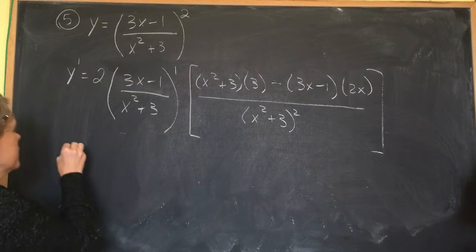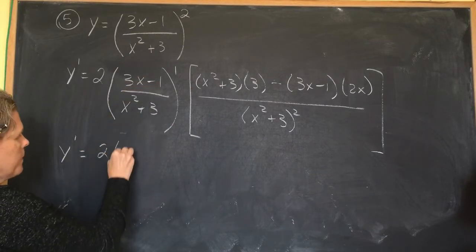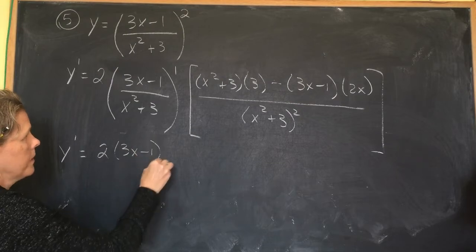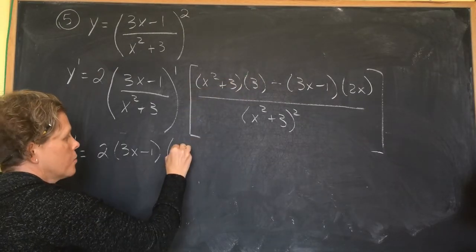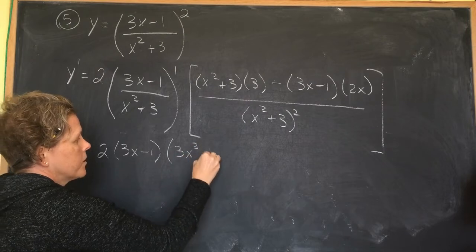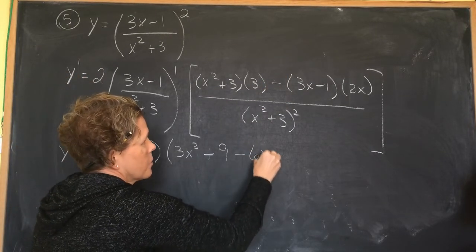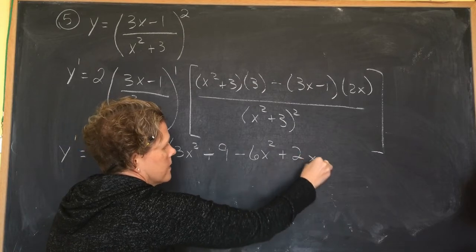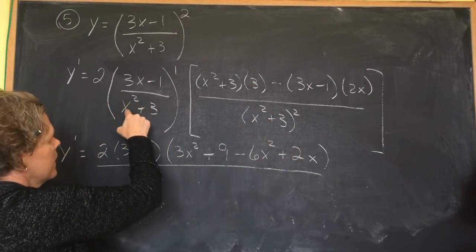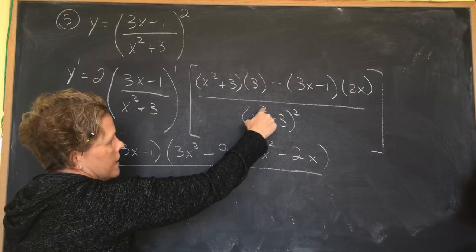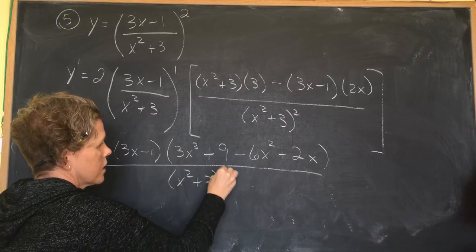So my final derivative, or almost the final one, I'm going to have the 2 on the top. I'm going to have 3x minus 1 on the top. I'm going to clean up these brackets here. So I'm going to have 3x squared plus 9 minus 6x squared plus 2x. But then in the bottom, I'm going to put x squared plus 3 to the first and an x squared plus 3 to the second. I'm just going to rewrite that x squared plus 3 to the third.